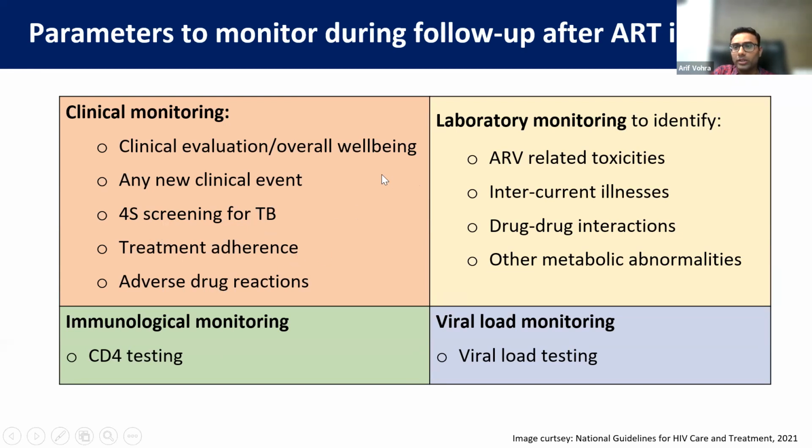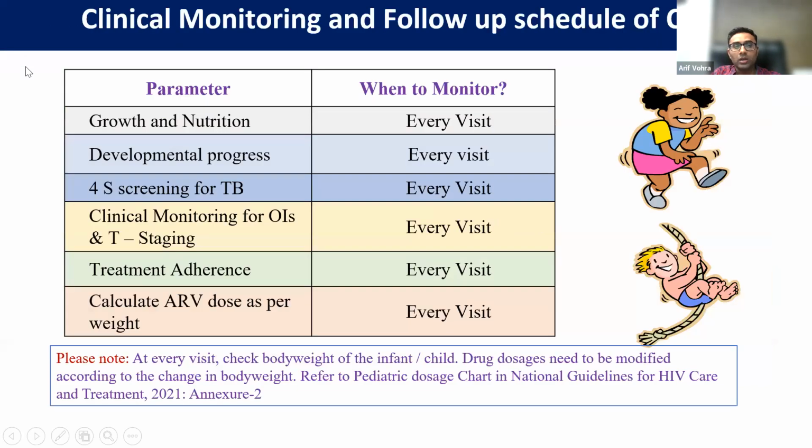And laboratory monitoring, like ARV related toxicities, we need to check. We need to check for the intercurrent illnesses, the drug reactions, and other metabolic abnormalities. And also, we have to do viral load testing and the CD4 count.